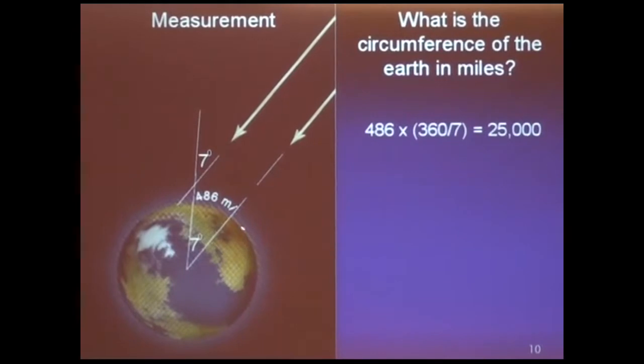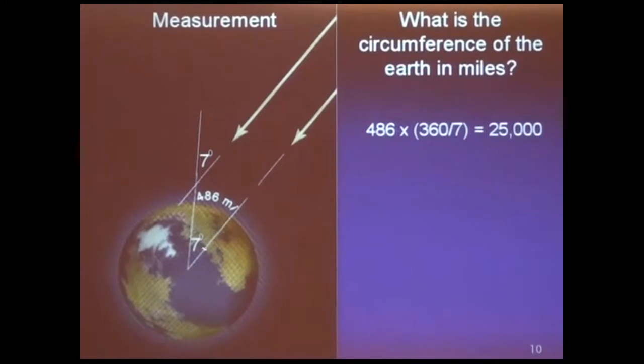Okay? So now he knows that the angle here is 7 degrees, and he knows from his geometry that he learned in Athens that the angle, if you go all the way around, how big is this angle? 360 degrees. So that means that the ratio of 360 divided by 7 must give you the ratio of the circumference of the earth divided by 486. And so the circumference of the earth must be 25,000 miles for it to give you the same ratio as 360 over 7. Okay? So therefore the answer is 25,000 miles is the circumference of the earth.